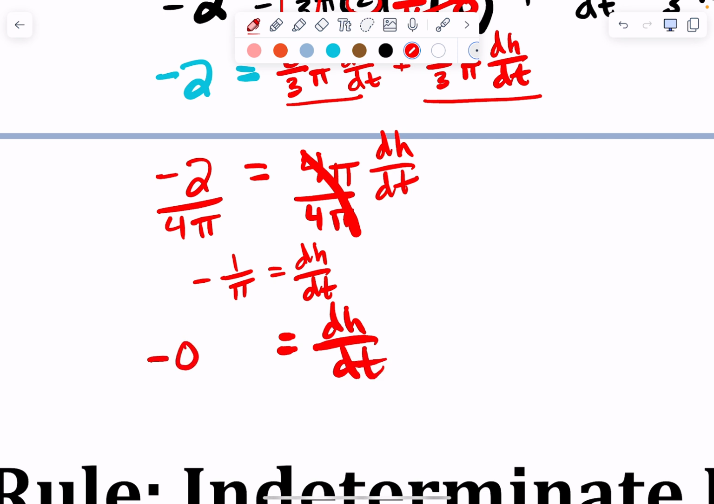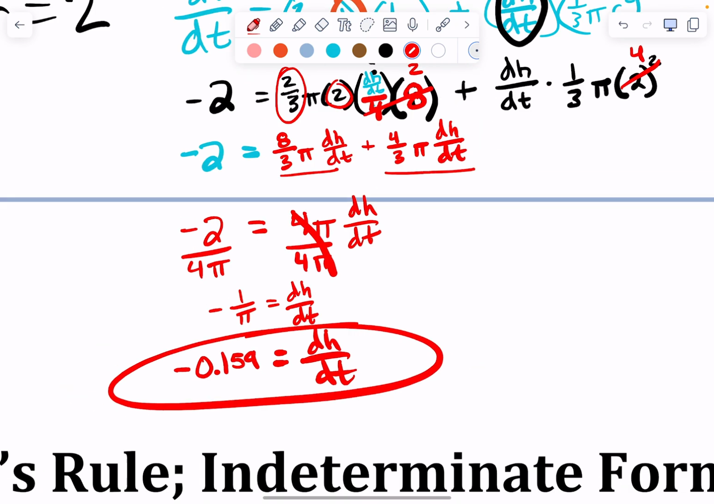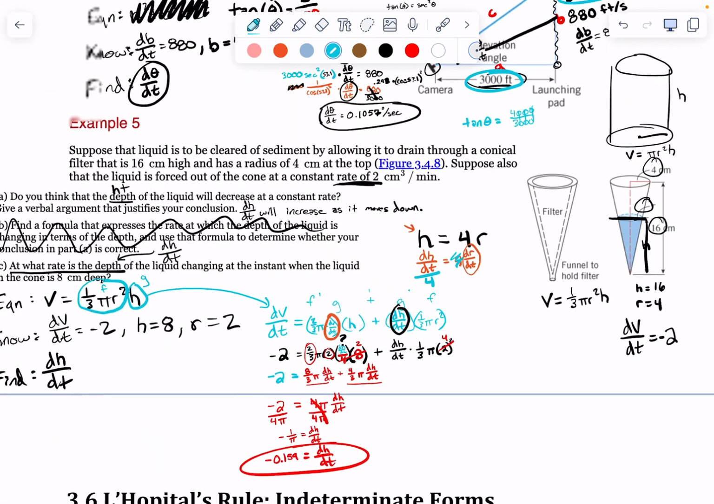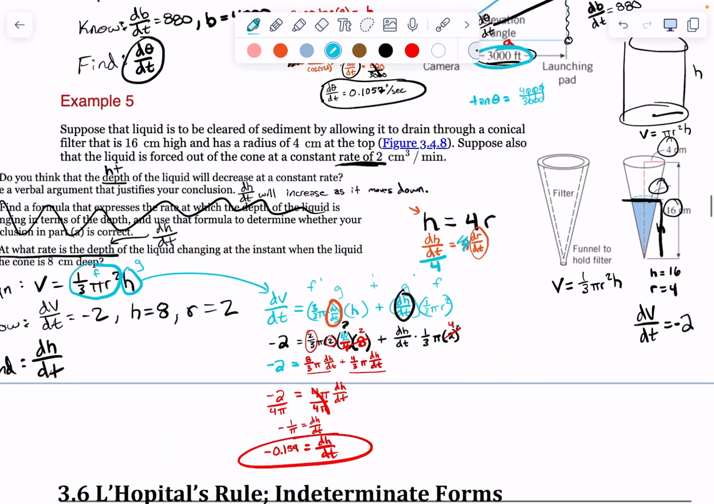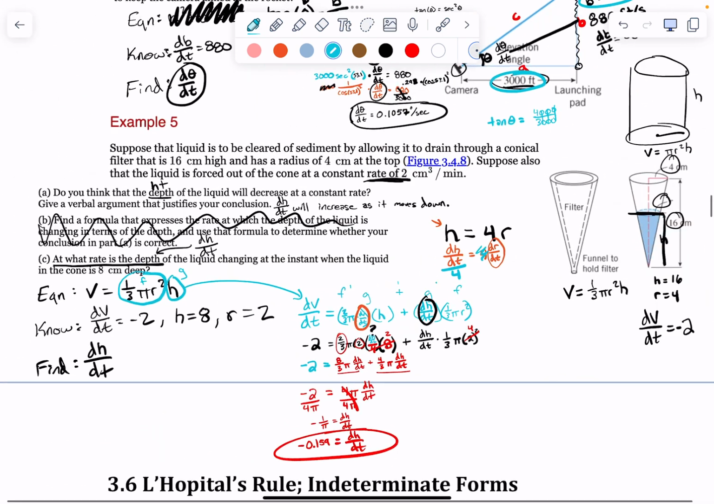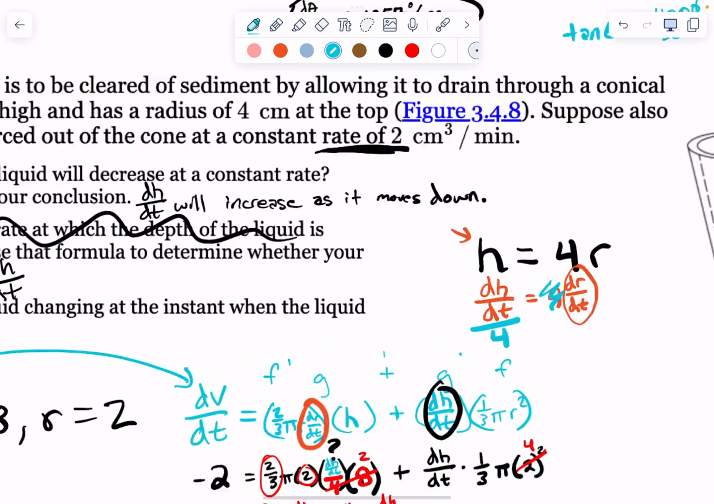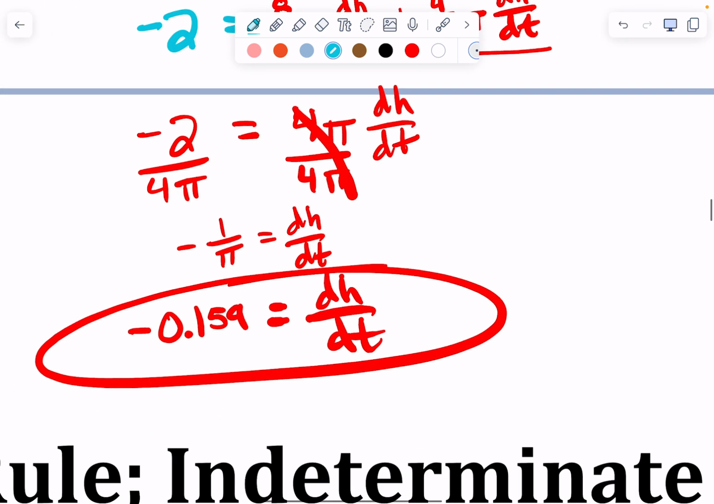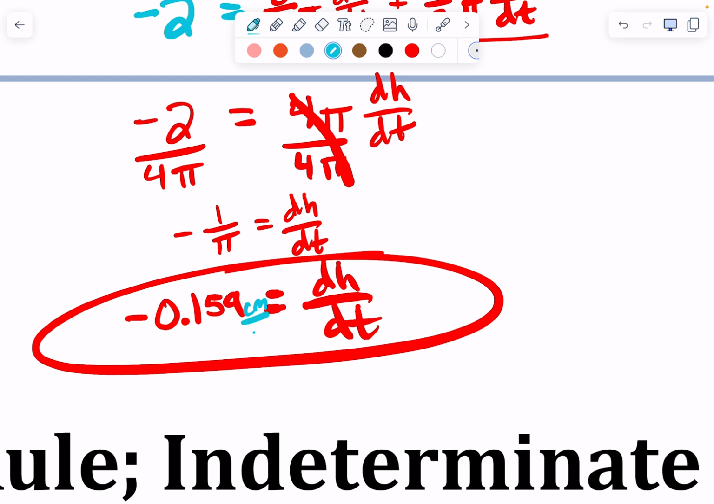Like negative 0.159? Okay. Per what? That happens to be the rate at which the height is changing with respect to time. And the height is in centimeters per minute. So it is decreasing at a rate of that many centimeters per minute.